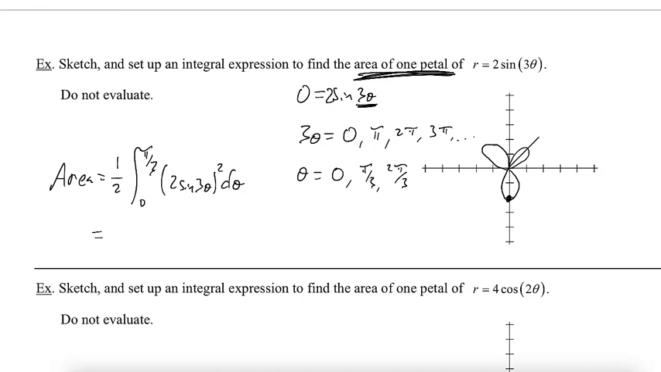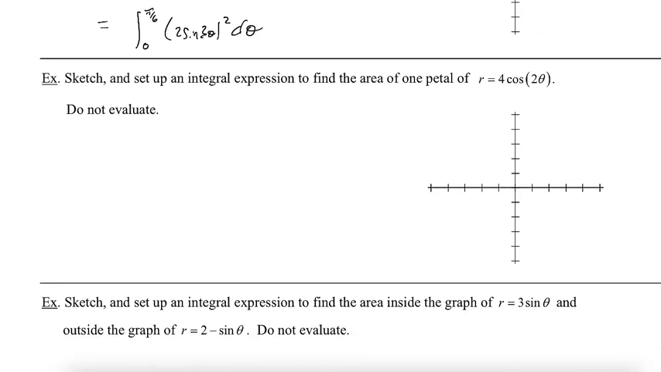And that central line for this one will be pi over 6. So if I went from 0 to pi over 6, the integral of 2 sine 3 theta squared d theta will give me the same area. So again, if you don't see that 1/2, just check your balance. All right, take a second, try this one.